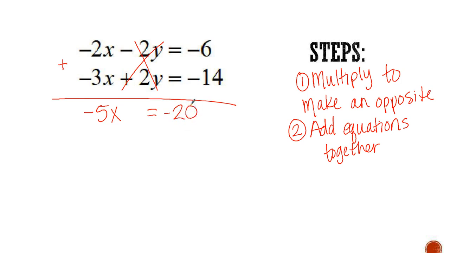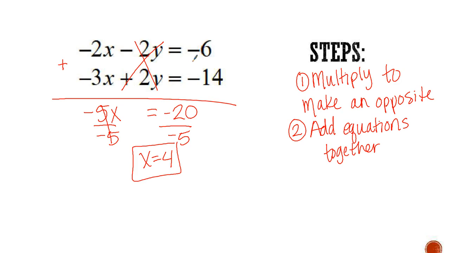And then perfect. From right here, all I do is divide by negative 5. And x equals a positive 4. Done. So, I could have tried to solve the top equation for x or y, substitute it into the bottom equation, solve it all, and I would have gotten the exact same answer. But because it was written in this way, in this form, elimination was much simpler.